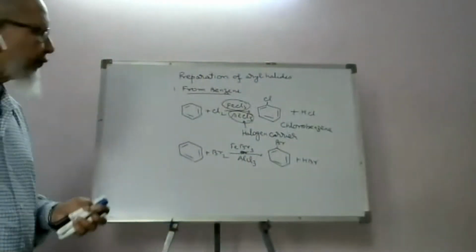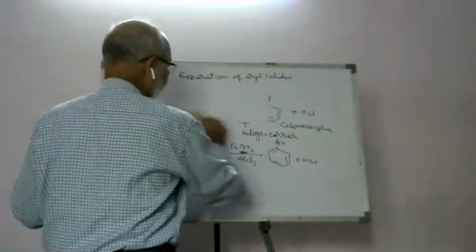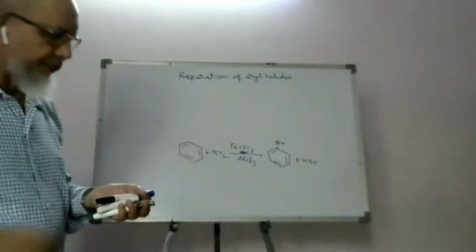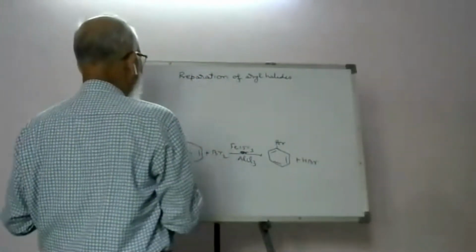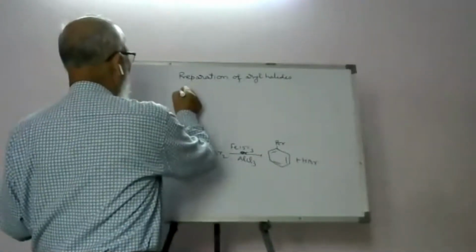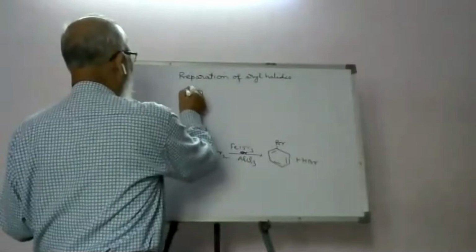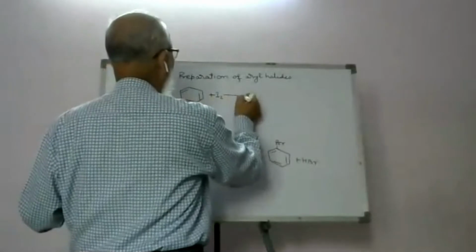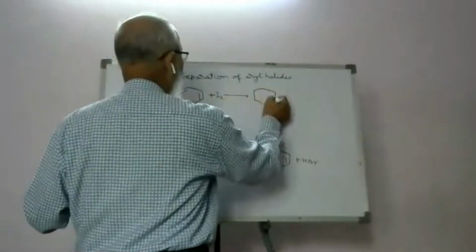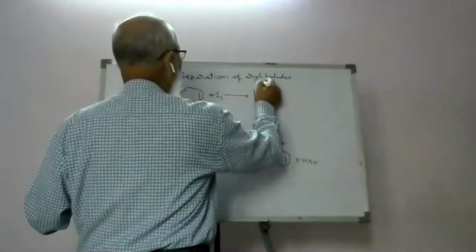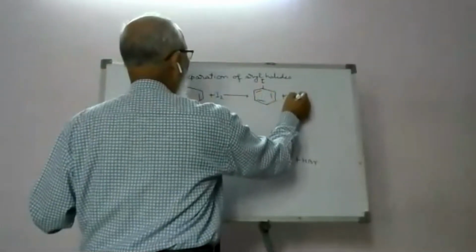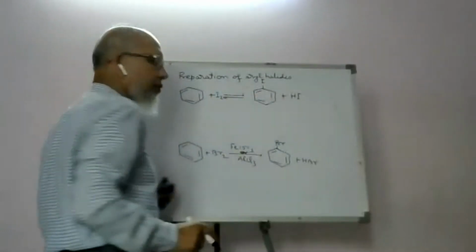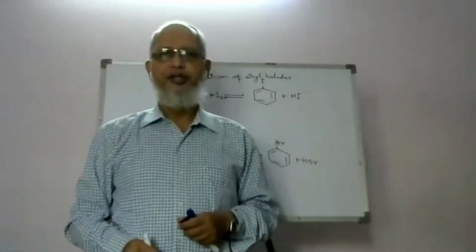Now, if benzene is heated with iodine, then there is formation of iodobenzene and HI. Now this HI is a strong reducing agent. It will reduce iodobenzene into benzene again.